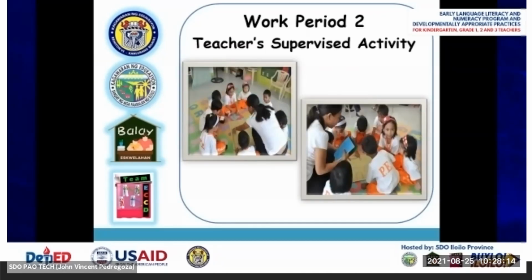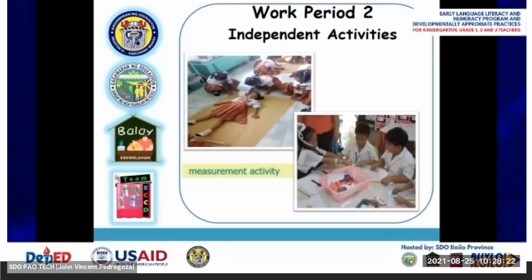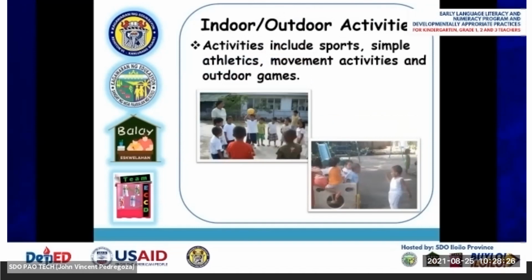Just like in work period 1, learners are divided for teacher-supervised activity and independent activities. Indoor-outdoor activities. Activities include sports, simple athletics, movement activities, and outdoor games.